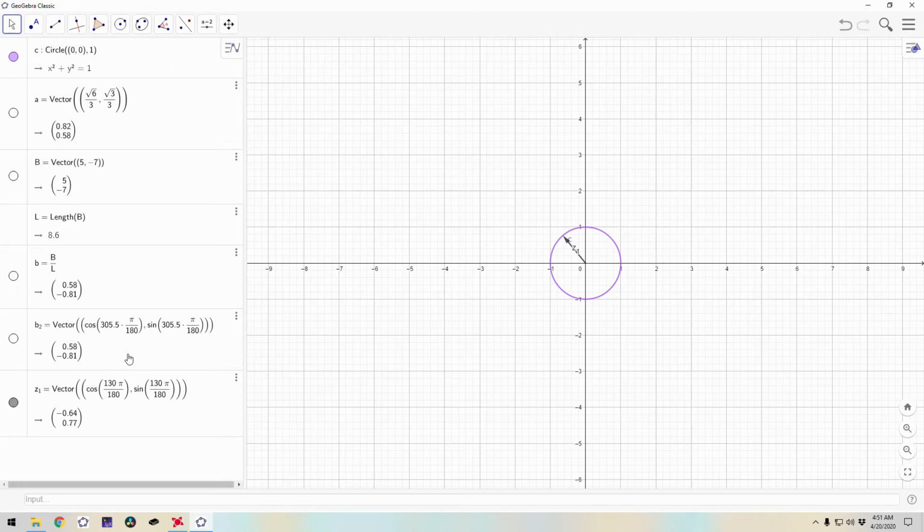So the point I was getting at here is I can actually create a unit vector if I know an angle by doing the cosine of that angle, comma, sine of that angle. It will give me a unit vector if I do that.